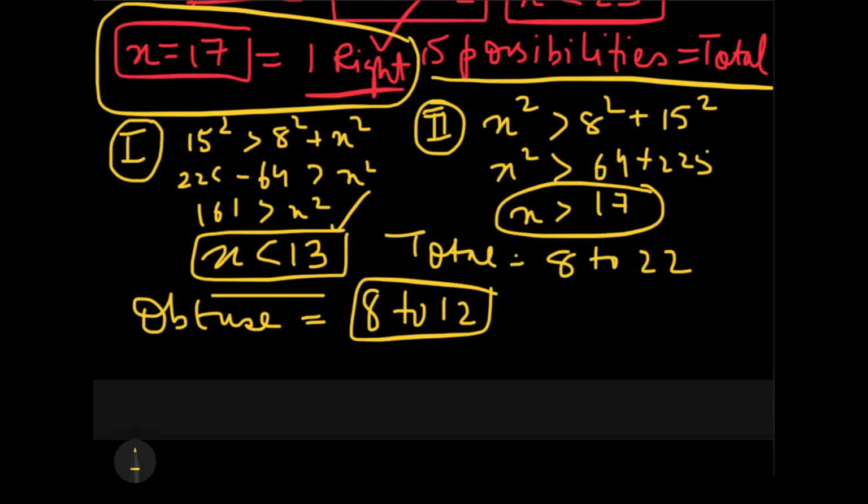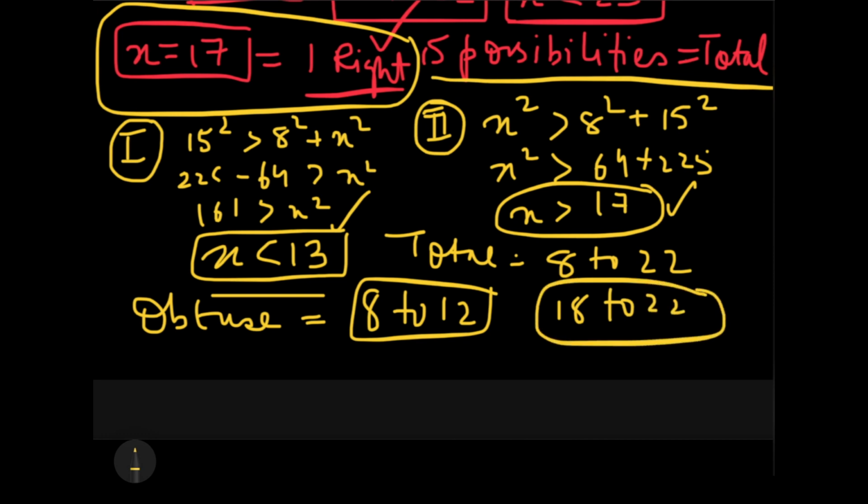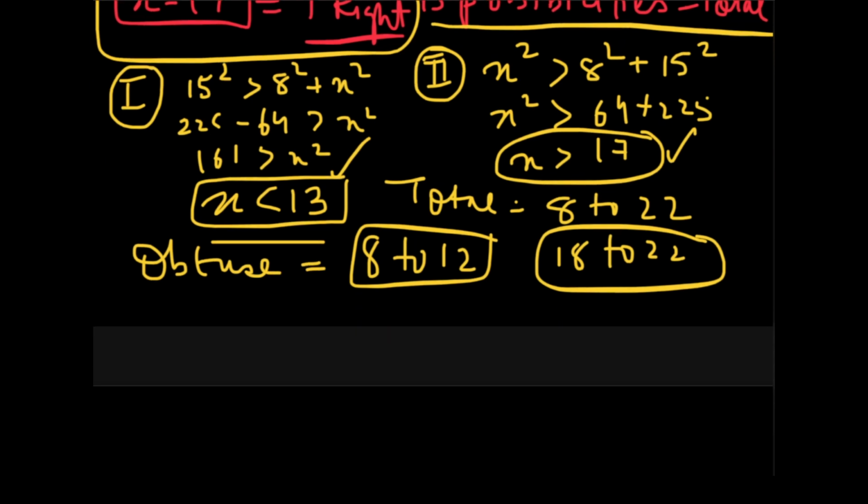So 8 से लेके 12 तक the triangles are obtuse, and the x की value should be more than 17 again to be obtuse. Okay, so more than 17 possibility is 18 to 22. तो ये हो गई मेरी possibility for obtuse angle triangle. And how many cases does it form? 8, 9, 10, 11, 12, 5 cases from here, and 18, 19, 20, 21, 22, 5 cases from here. That means a total of 10 cases in the obtuse angle triangle.